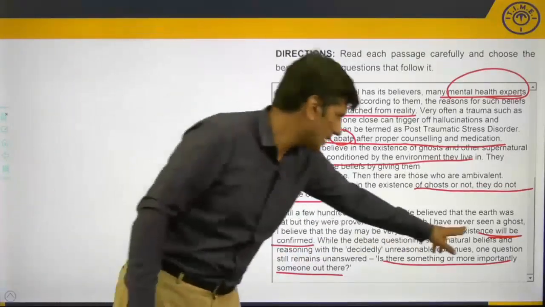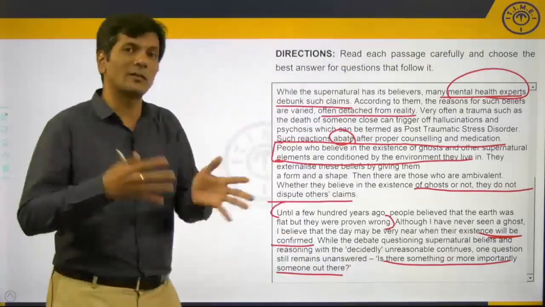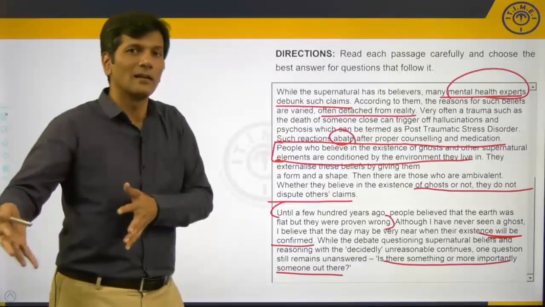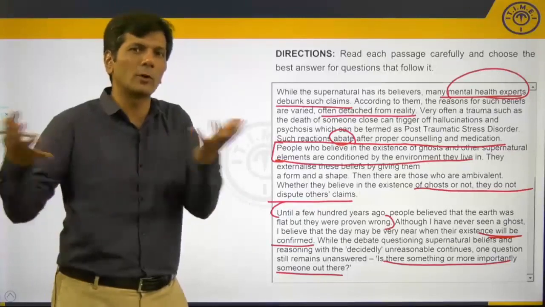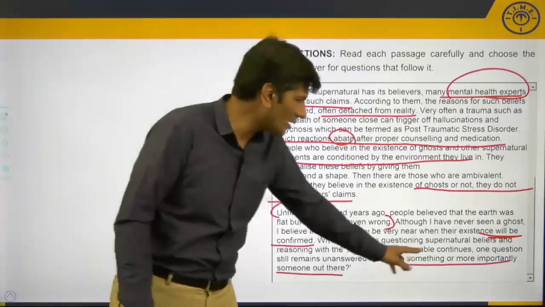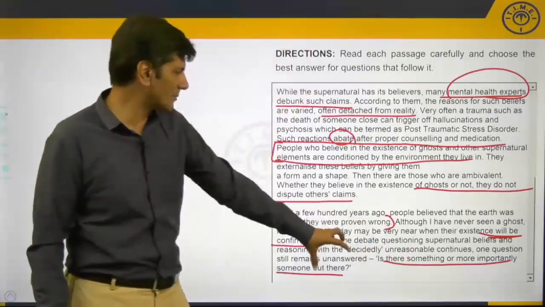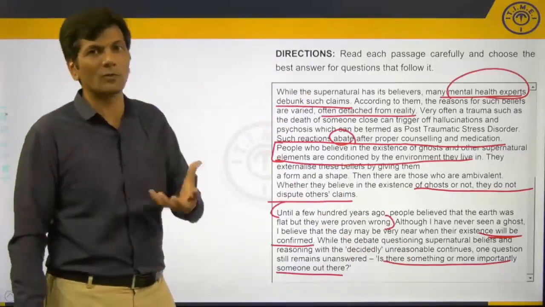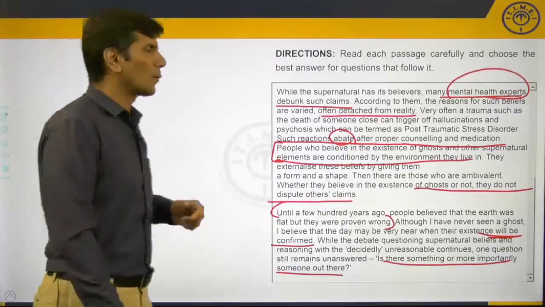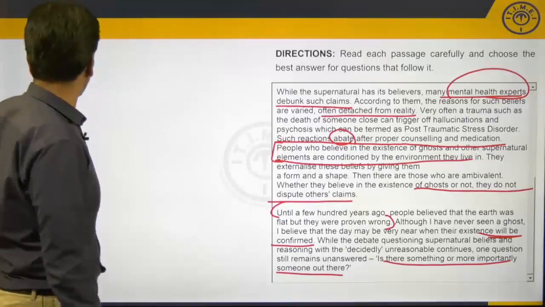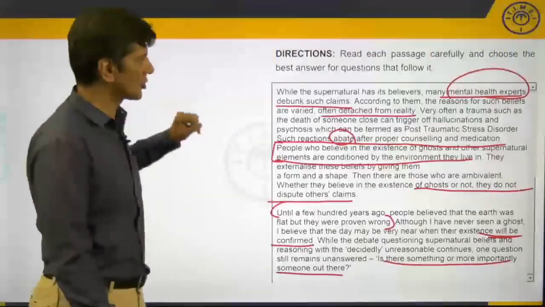And then finally, the last paragraph closes your passage with the author's opinion on why he thinks that though he has never seen a ghost, he still believes that the day will come when it would be proven that they do exist. And he ends it on a note saying, is there someone or something, more importantly, someone out there? So let's take a look at the kind of questions that we could be looking at from this particular passage.